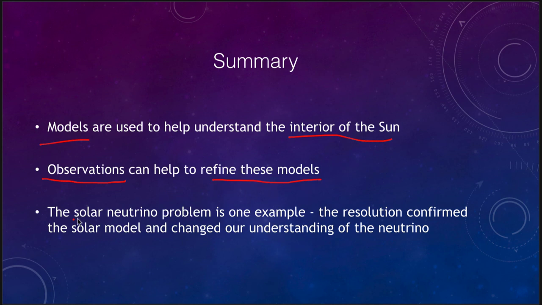One example that we looked at was the solar neutrino problem. The resolution of this problem confirmed the solar model and changed our understanding of the neutrino, learning that neutrinos could oscillate. So that concludes our lecture on the solar interior theory and observation.